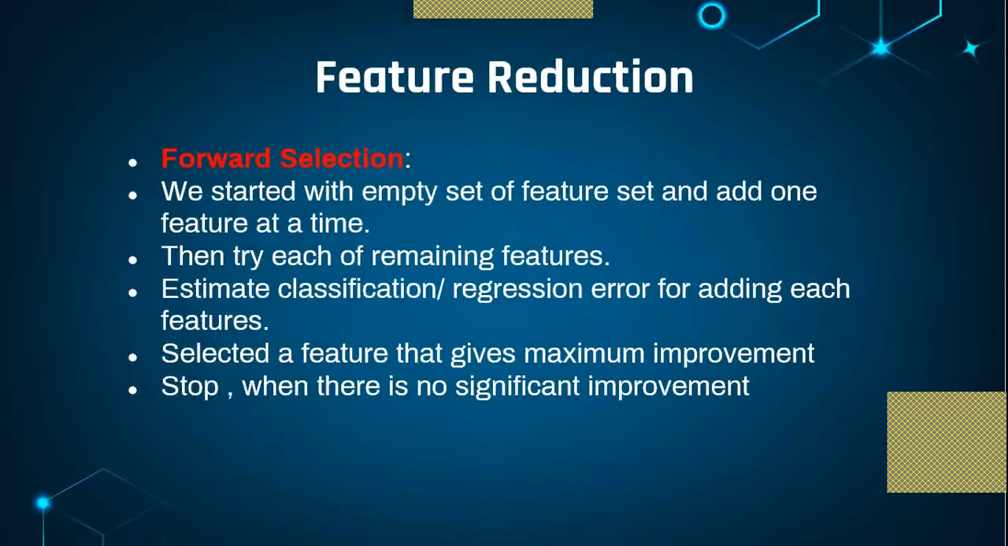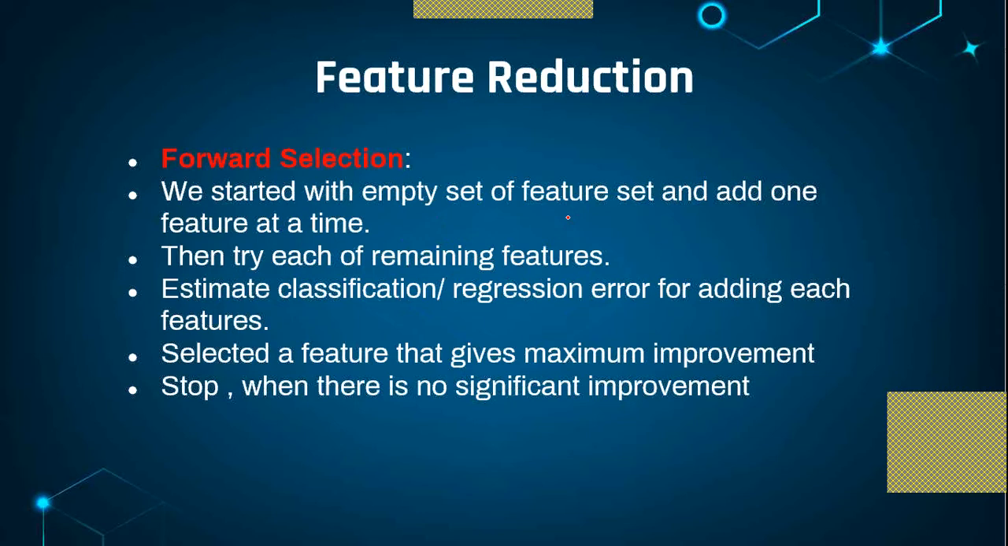Now, the third one is called forward selection. What is forward selection of feature reduction? In this forward selection, we start with an empty set of features and add one feature at a time. Then try each of the remaining features, estimate the classification or regression error for adding each feature, and select a feature that gives the maximum improvement, and stop when there is no significant improvement.